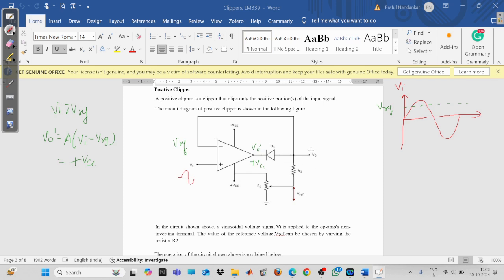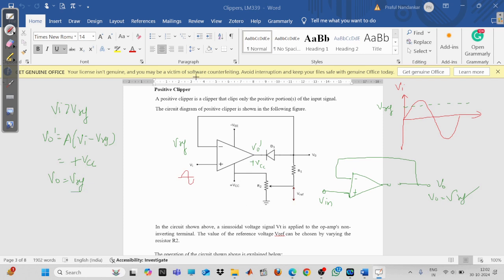So what will V0 be? I'll draw it again to make you consider, because you can see that plus VCC has appeared here. Just a minute, then this is the condition: the diode is open, this is V0 and this is V in. So what is the output voltage? The output voltage will be V reference only. So we write V0 equals V reference.